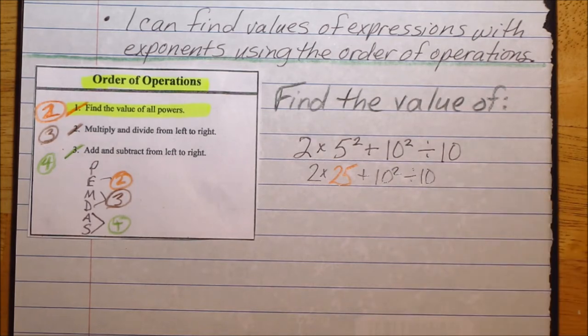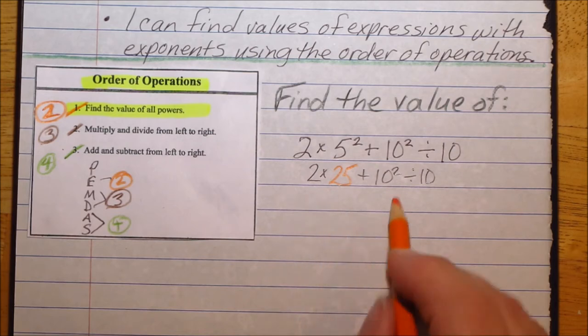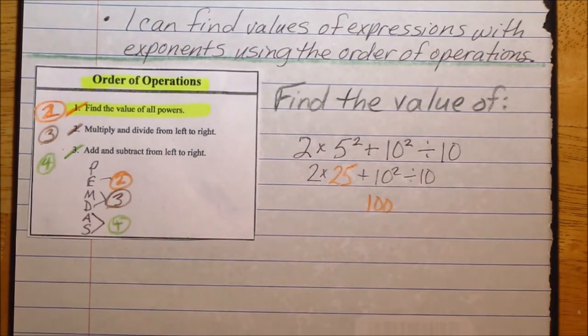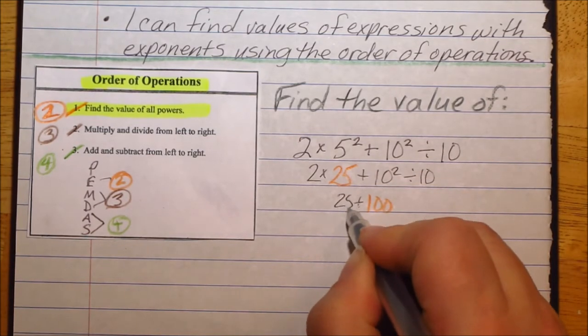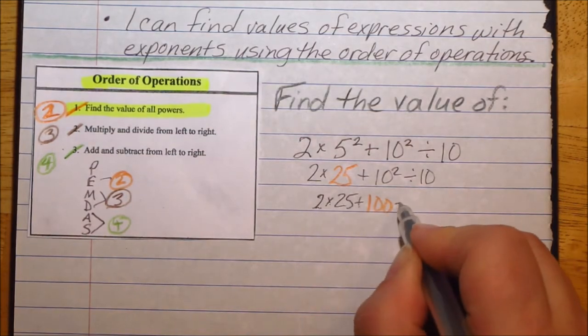Okay, do I have any more exponents that need to be taken care of? I sure do. That one right there, working left to right. So 10 times 10 is 100. I'll write that down and bring down the rest of the expression. Times 2 divided by 10.